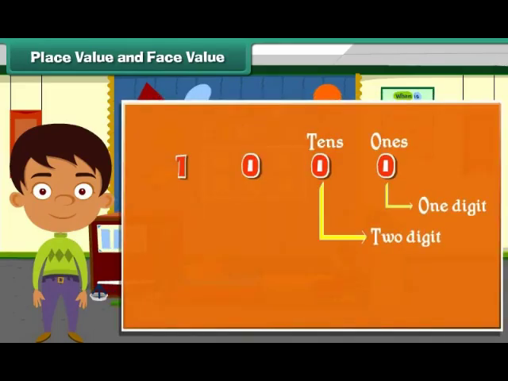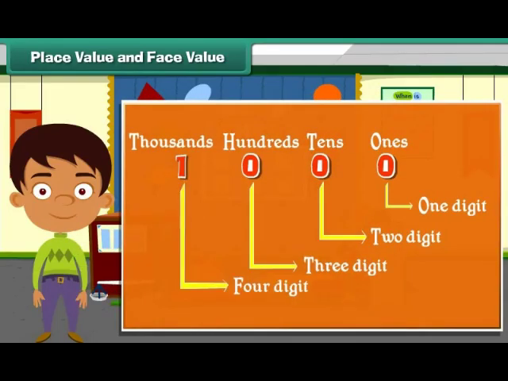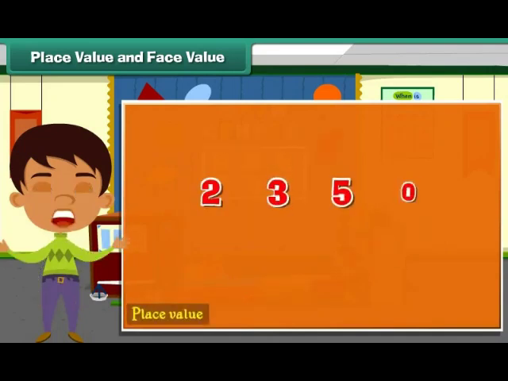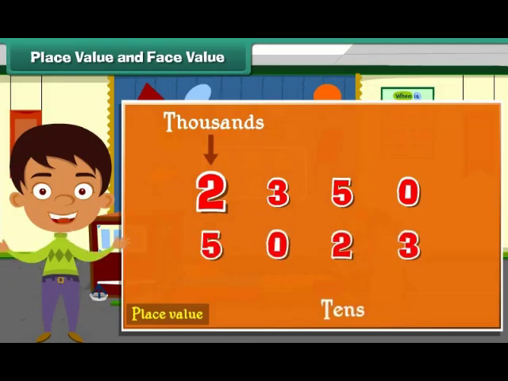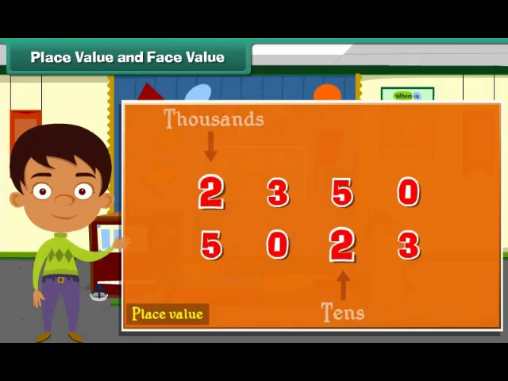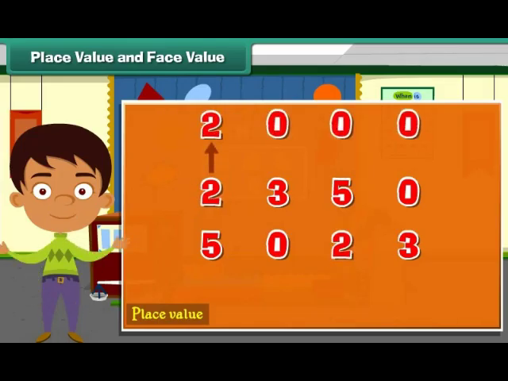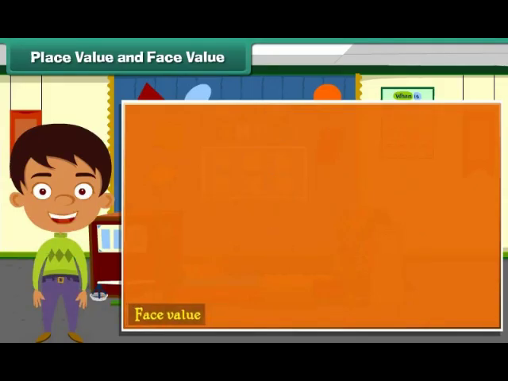Place value and face value. Ones, tens, hundreds and thousands are all place values of a digit. Place value of a digit helps us to determine its value. For example, the digit 2 is at thousands place in number 2350, whereas it is at tens place in number 5023. Hence, the value of 2 in 2350 is 2 thousands and in 5023 it is 2 tens, that is 20.